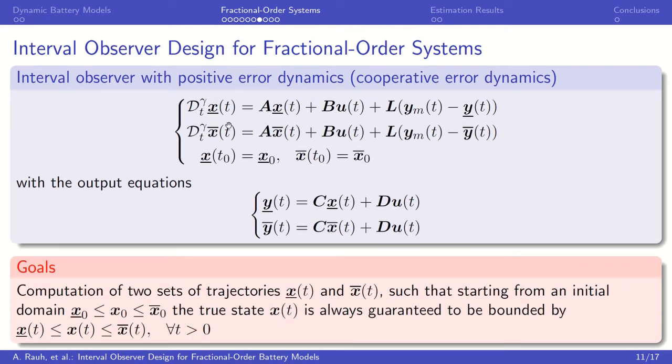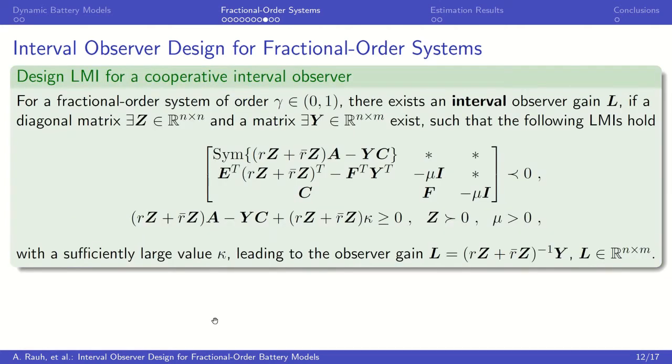Those corresponding bounding systems, x underlined and x overlined, as well as the corresponding expressions for the system output, they have to be found in such a way that starting from an initial domain that is bounded by corresponding interval bounds, the true system state is always guaranteed to be inside the computed intervals. For that purpose, we have to solve the matrix inequality that you can see on the slide. Here we have to restrict ourselves to solutions that guarantee the Metzler property of the corresponding dynamics matrix of the dynamics of our interval observer.